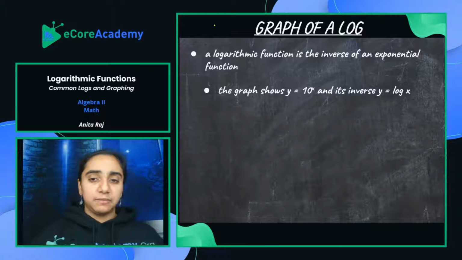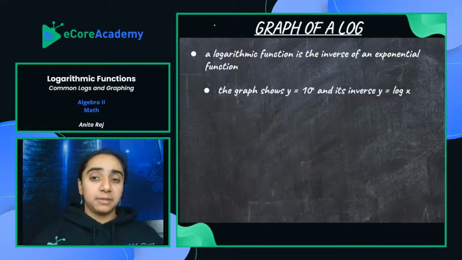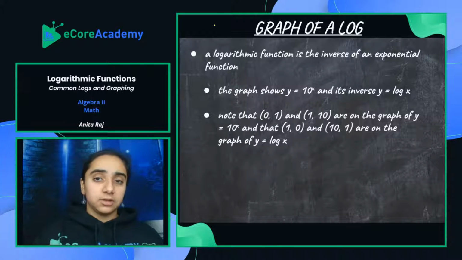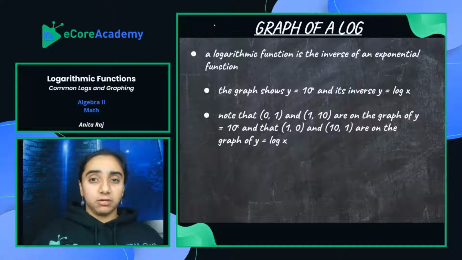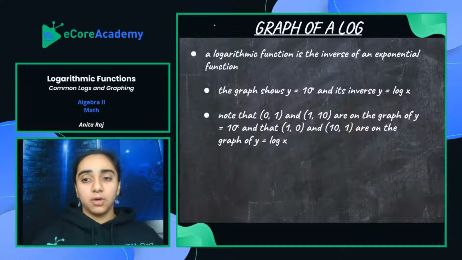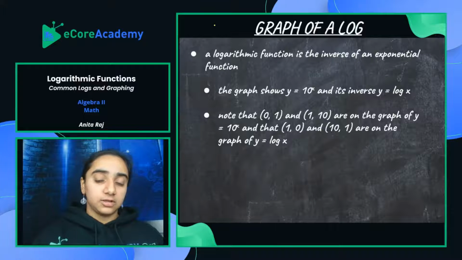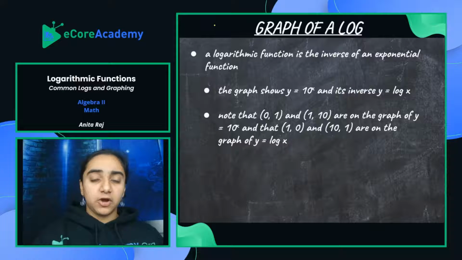I'm going to show you a graph that has both the exponential function y equals 10 to the power of x and its inverse, y equals log x. Keep in mind that y equals log x is a common log, so our base is 10, but it's not written because, again, it's a common log. When you look at this graph, note that the points (0, 1) and (1, 10) are on the graph of y equals 10 to the power of x. The point (0, 1) is the y-intercept, meaning it's where the graph crosses the y-axis, and the point (1, 10) is also on the exponential function.